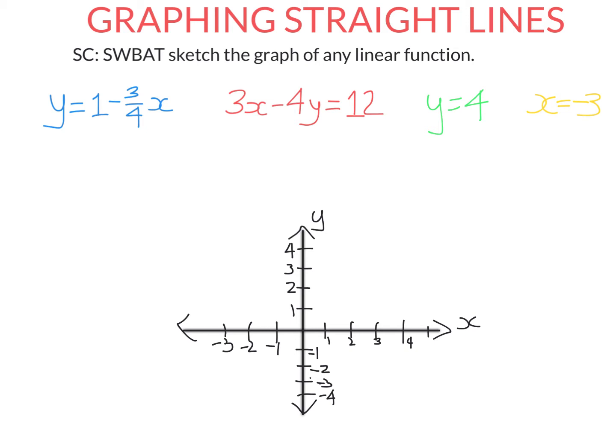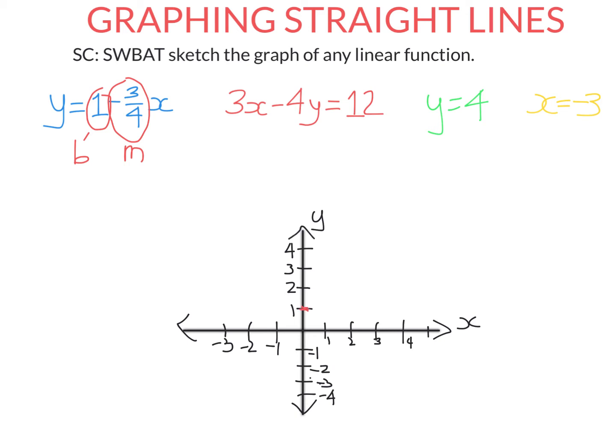Now, if the equation you're given is in the form y equals something, then the number in front of x, the coefficient of x, is m, which is the gradient, and the number by itself is b, which is the y-intercept. So if I want to graph this line here, first thing I'm going to do is graph the y-intercept where it hits the y-axis down here at 1.